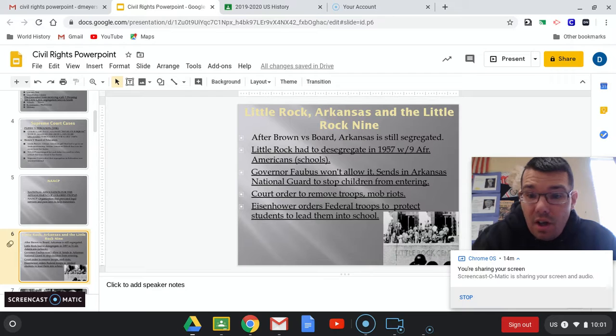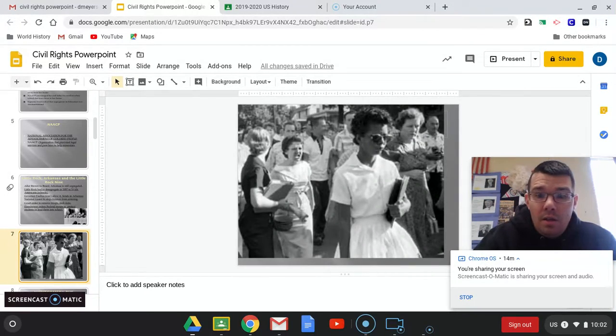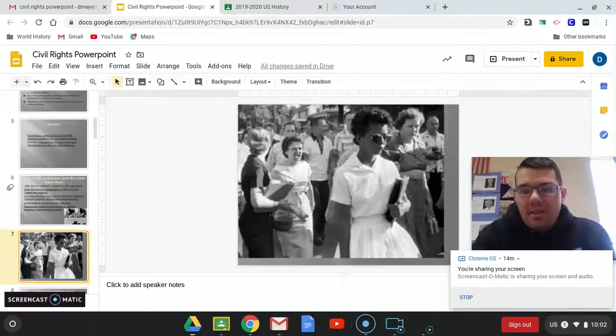Governor Faubus of Arkansas basically stopped these students from coming in. So President Eisenhower had to send federal troops in to escort them in and force them into these schools. Here's a picture. You see this lady behind her screaming and yelling at these students. And then again, as you'll see in the WebQuest, the NAACP chose these students for a reason that you'll read about.